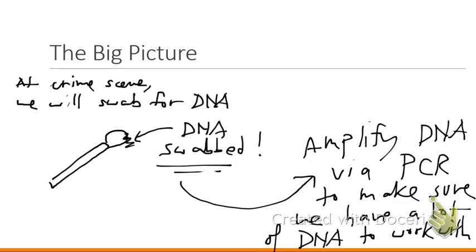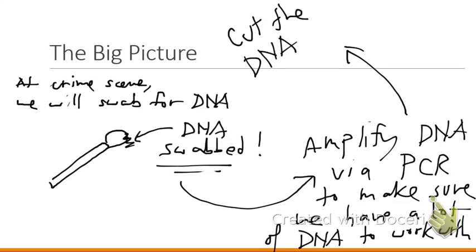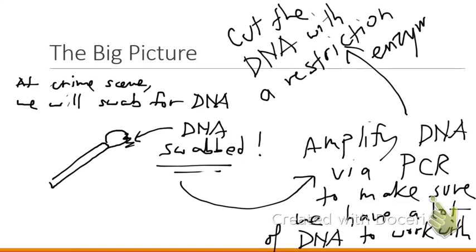Okay. From here, our next step is going to be cut the DNA with a restriction enzyme. And this is where the most important part is, because this is where you start getting the key things that you need to put into the gel electrophoresis chamber later. So we're going to keep continuing with this.